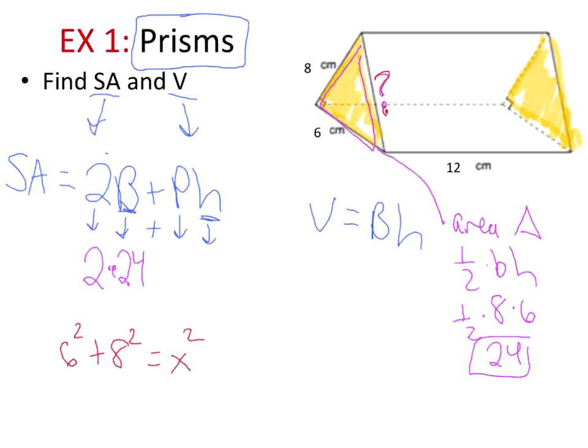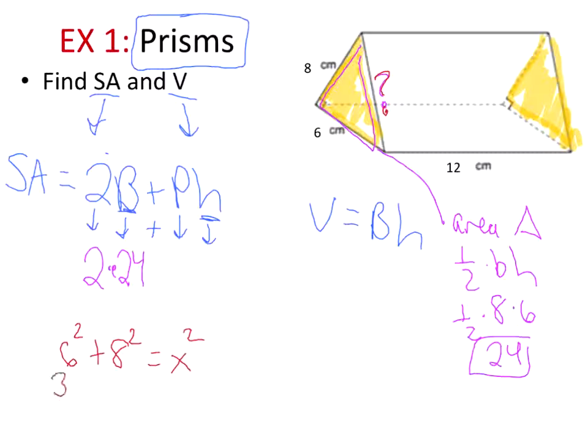Now how did I know I could use Pythagorean theorem? Because look what kind of a triangle it is. It's a right triangle. It gave me the little box that's telling me it's a right triangle, so therefore I know I can use Pythagorean. So a squared plus b squared equals my longest side, my hypotenuse squared. So let's finish solving this.